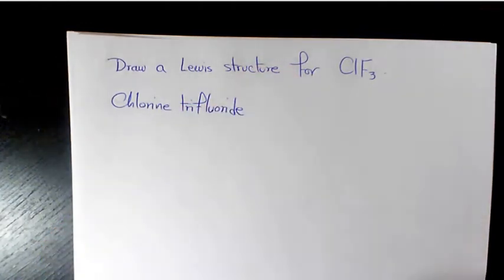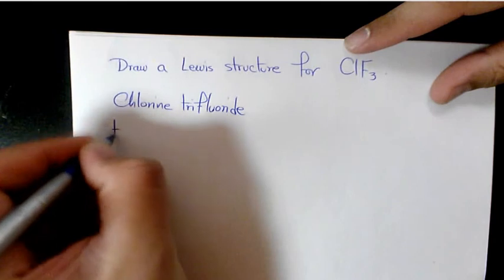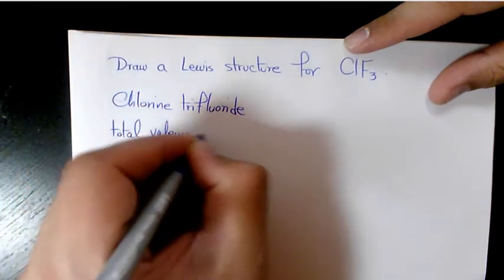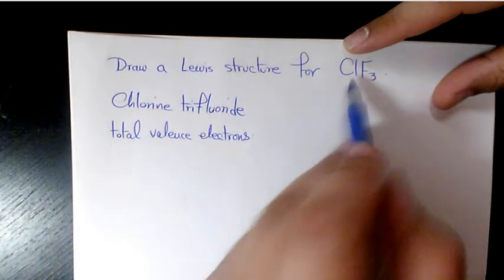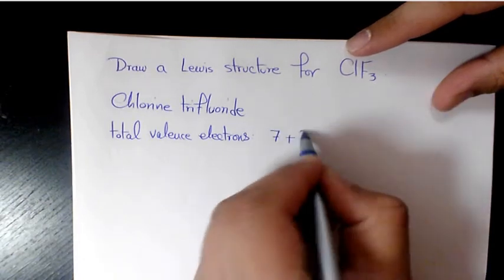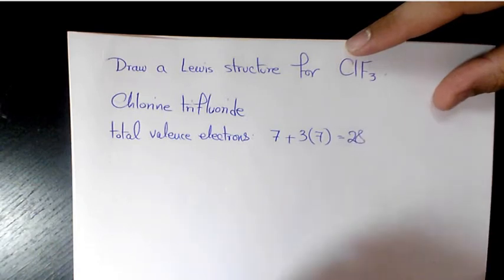The first thing I'm gonna do is find out the total number of valence electrons. So we have chlorine, that's 7, plus we have 3 fluorine. In total we're going to have 28 valence electrons.